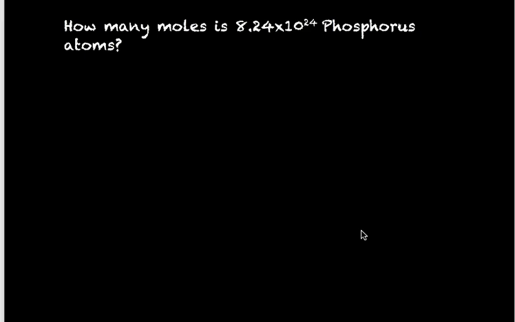Now for this next problem, we want to find out how many moles we have. We are given atoms. So we need to find how many moles is 8.24 times 10 to the 24th phosphorus atoms. Now we don't really need to be concerned that it's phosphorus or whatever atom it is. That's information we don't really need. What we need though is the information from the last 2 problems, which is 1 mole is 6.02 times 10 to the 23rd atoms.